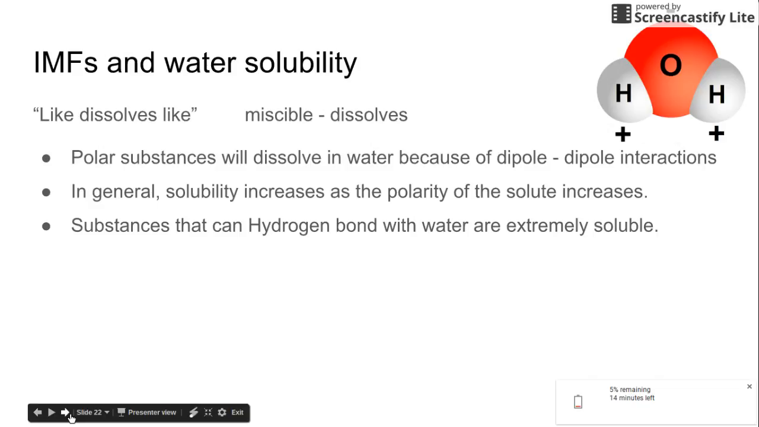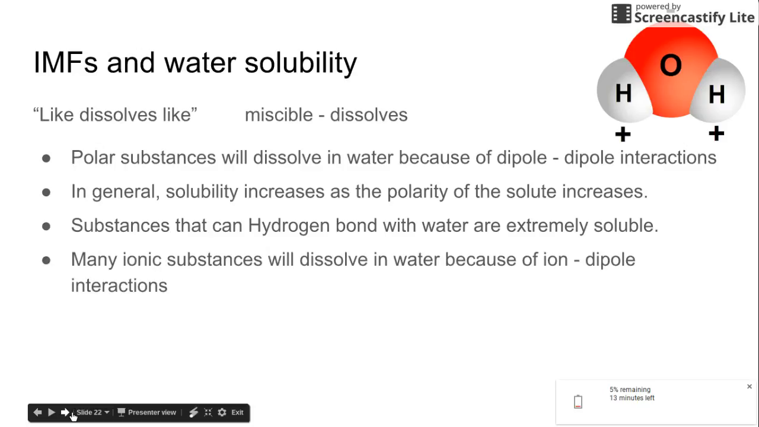Substances that can also hydrogen bond with water are extremely soluble. Water does have hydrogen bonding, and so we've got an extremely electron deficient hydrogen here, which will be looking for unshared pairs on other oxygens or nitrogens. So if it can find something else that can accept hydrogen bonds from water, then it is going to be more and more soluble, because they're going to want to mix more and more because of increased attraction.